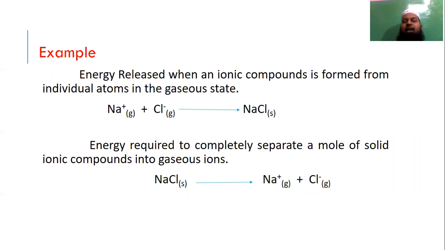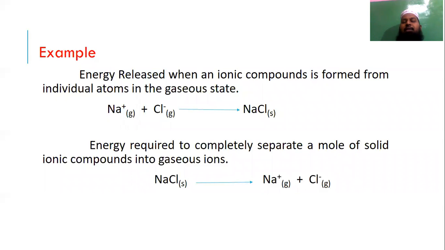Energy released when an ionic compound is formed from individual atoms in the gaseous state. Sodium in the gaseous state and chloride in the gaseous state form the ionic crystal with removal of some amount of energy. That energy is called lattice energy. It is also called heat of formation, expressed as delta H. The value is negative. This process is also called an exothermic process.